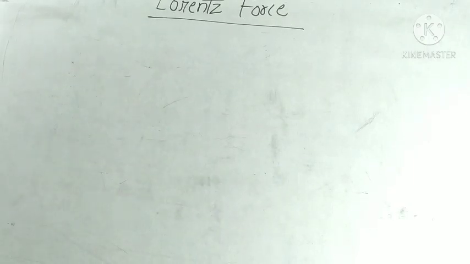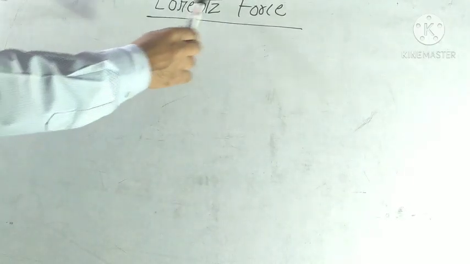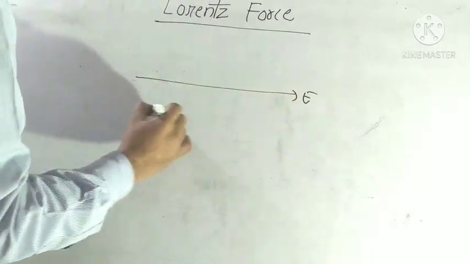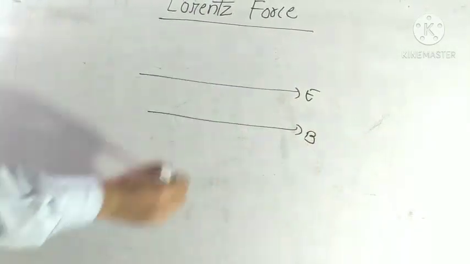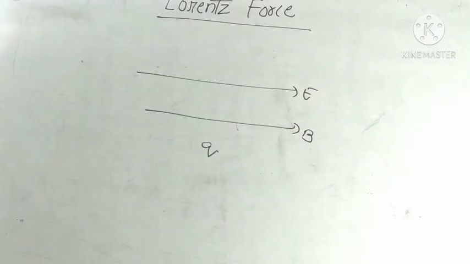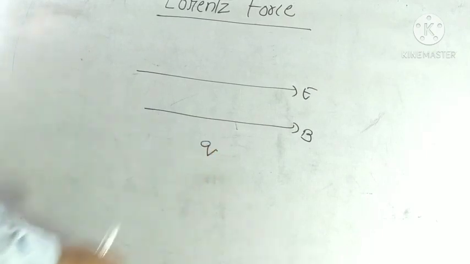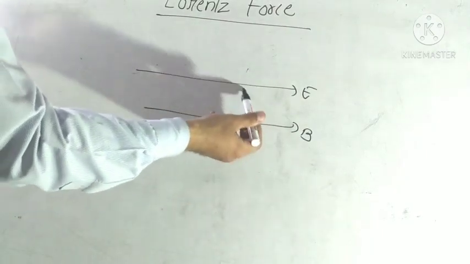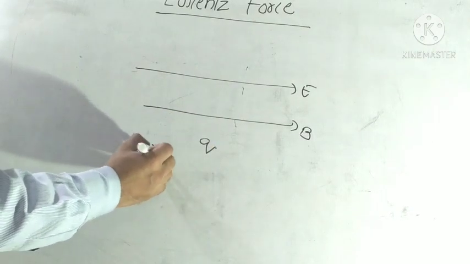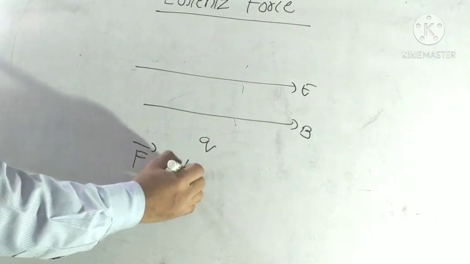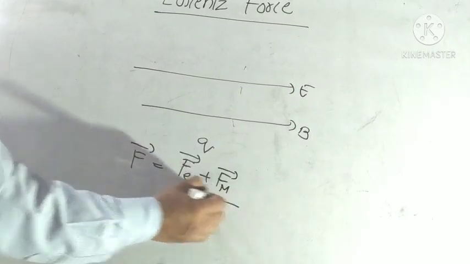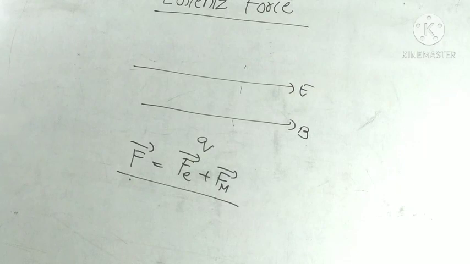Hello students, good morning. So today I am going to start a new topic, Lorentz force. Here we take an electric field and a magnetic field. When a charged particle is placed in both fields, magnetic and electric, this charged particle experiences a force due to both fields, which is called Lorentz force. The force acting on this charged particle is the force due to the electric field and the force due to the magnetic field. Now we see its definition.